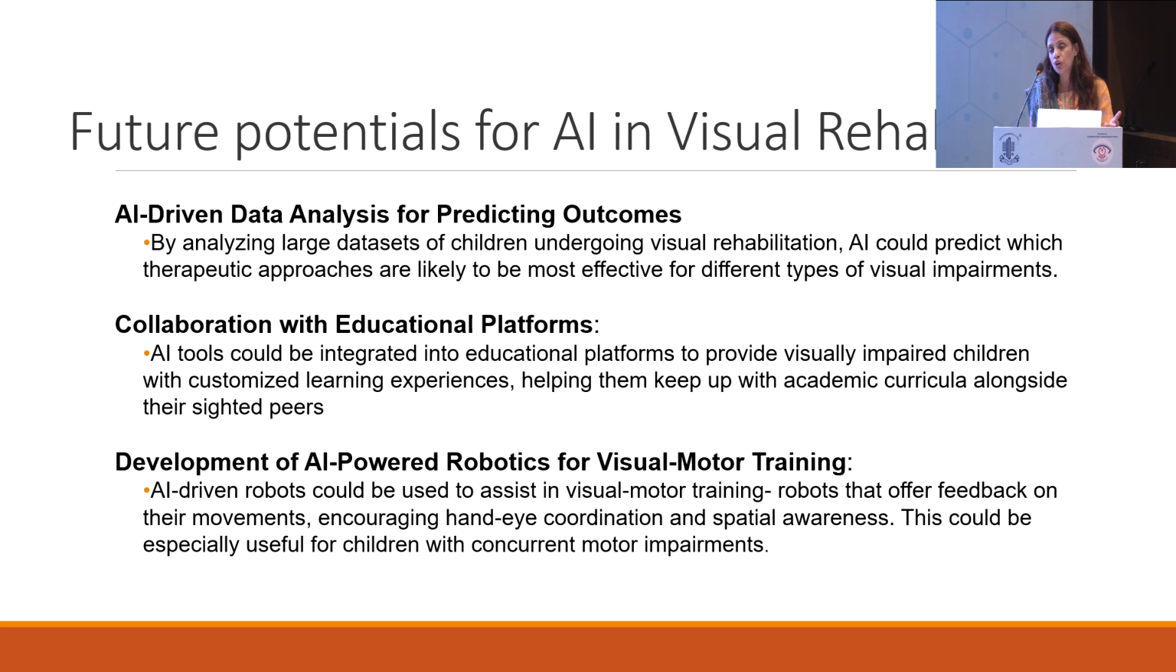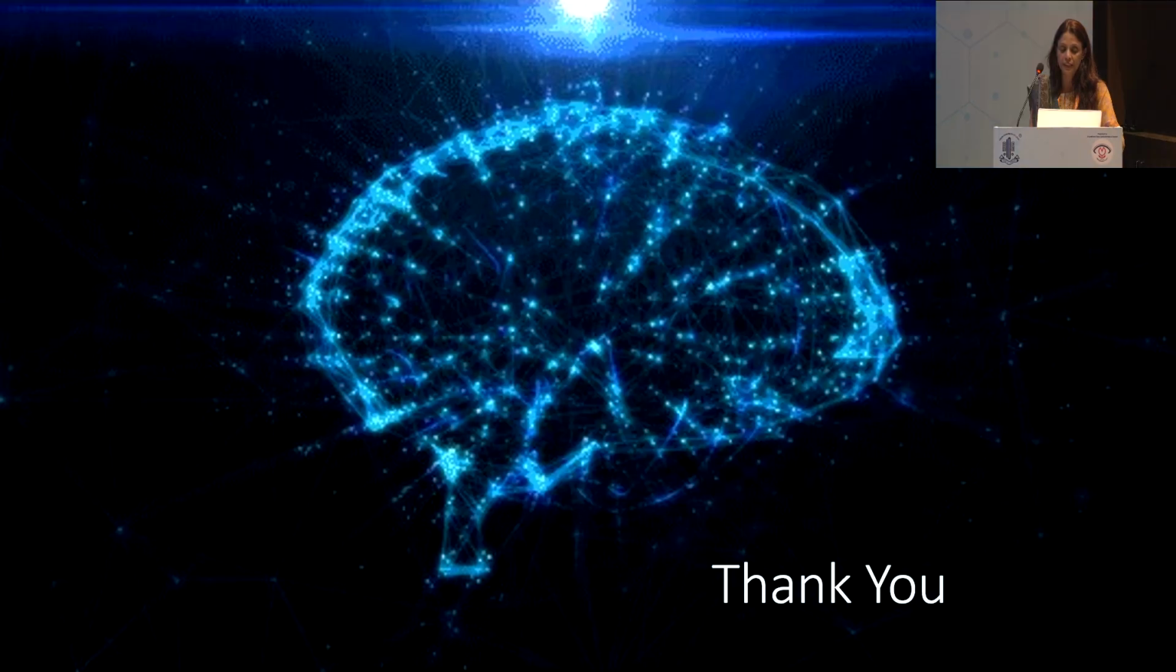And for predicting the outcomes, which children will benefit from these tools or what type of therapy they may benefit from. We can also try to collaborate with schools to give them better training according to their visual disability. We can also incorporate robotics to help them in their visual motor training, because sometimes these children are not only visually disabled, they also have certain motor functional deficits. Thank you.